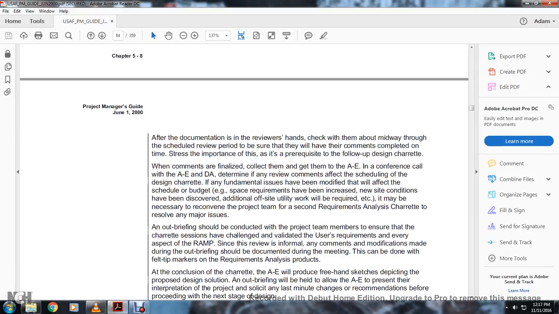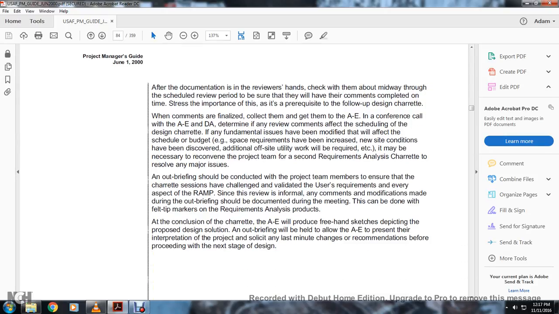The fundamental issues may have been modified, with an effect on the schedule and budget. The special requirements may have been increased with new site conditions that have been discovered. Additional site and off-site utility work will be required. It may be necessary to reconvene the project team for a second requirements analysis charette to resolve any major issues.